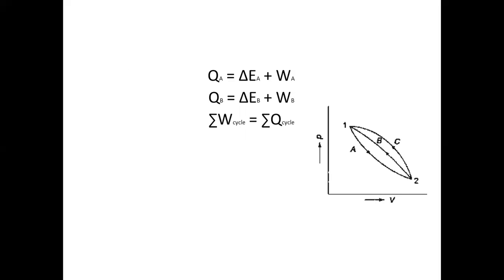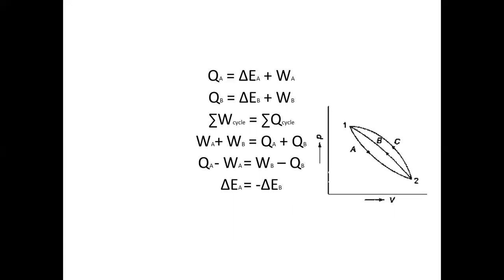We know from Joule, the first law of thermodynamics, the sum of work done in the cycle will be equal to the sum of heat transfer in the cycle. So WA plus WB is equal to QA plus QB, which can be written as QA minus WA is equal to WB minus QB. Because in A, heat is given and work is done, the work done will be less than the heat supplied. But coming to B, work is done, then heat is evolved, so the work done will be higher. That's why WB minus QB. Then delta EA is equal to minus delta EB.